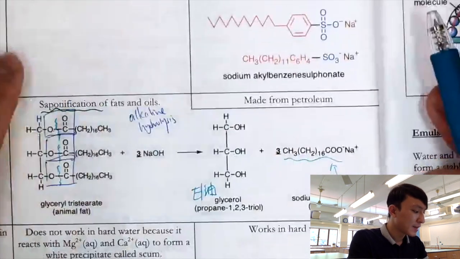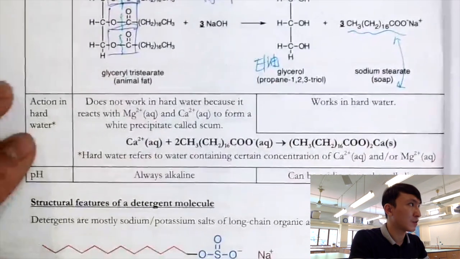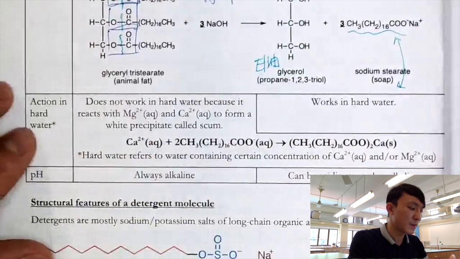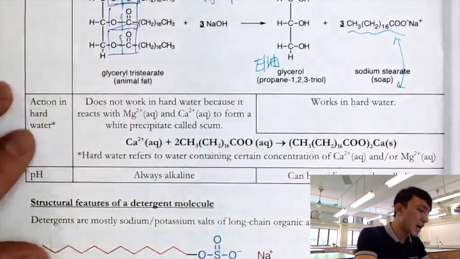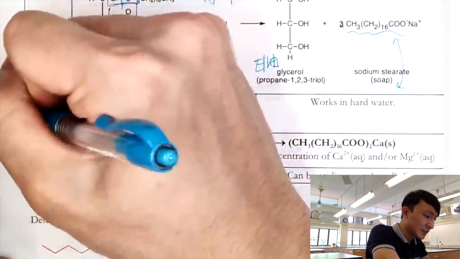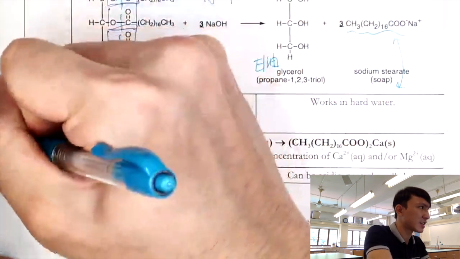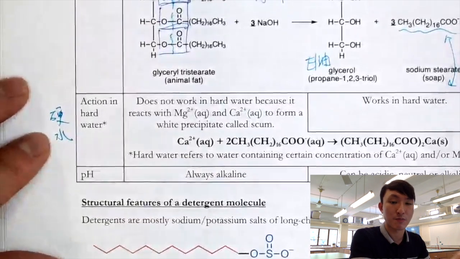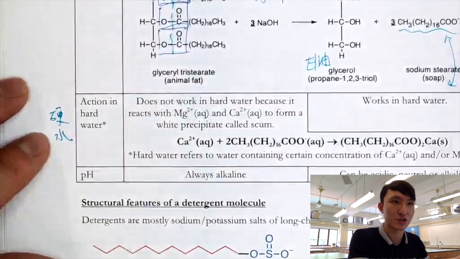Okay. Now, another part that we have to learn about is action in hard water. What do you mean by hard water? Water is not hard. How come there is something called hard water? It's not talking about the physical property, whether it's resistant to deformation or resistant to scratches.